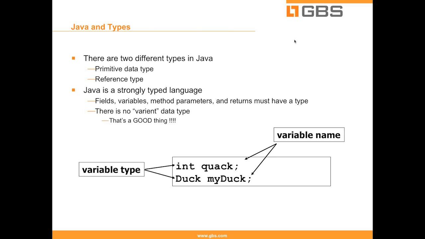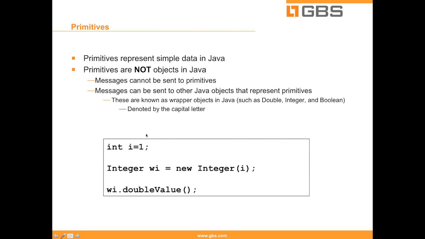And we have 2 different types in Java. You've got the primitive data type and the reference data type. So the primitive data types are going to be your ints, your longs, your booleans, and the reference types are going to be wrapper classes for those particular things.